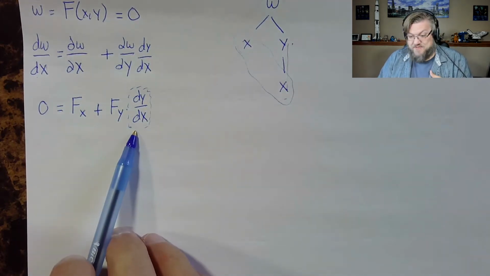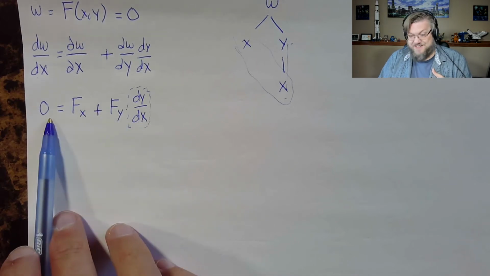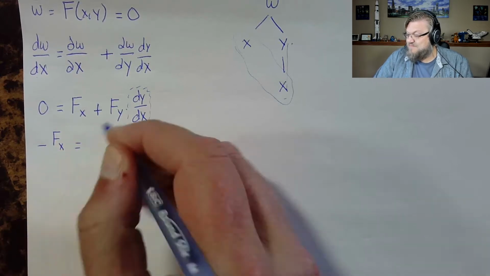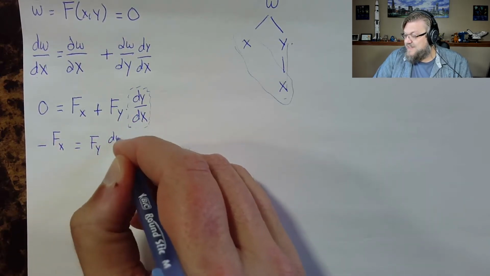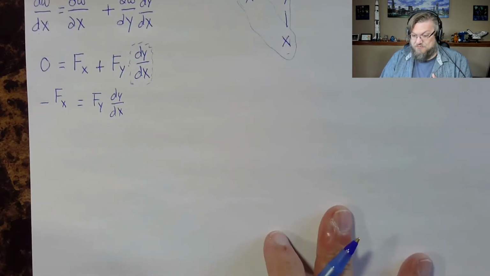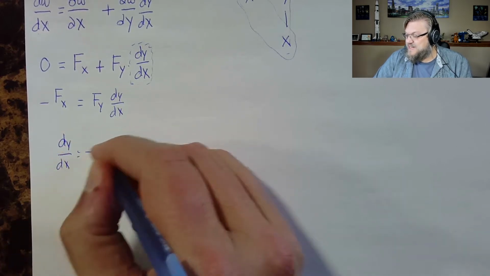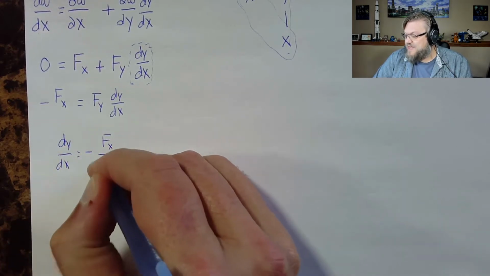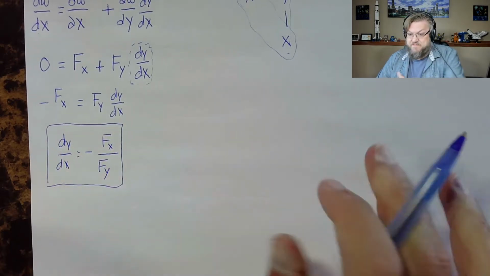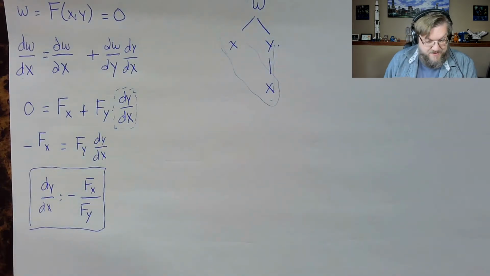But do you see now all I have to do is just solve this, which means I'm going to have to subtract Fx off, right? And then to get dy dx by itself, I'm going to divide by Fy. And that's where we get the formula. We get that dy dx is equal to negative Fx divided by Fy. And so that's why it works right there. It's just a matter of the multivariable chain rule that allows that to happen.